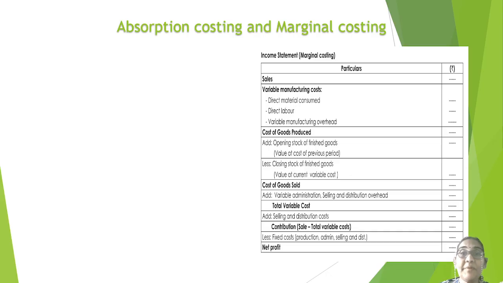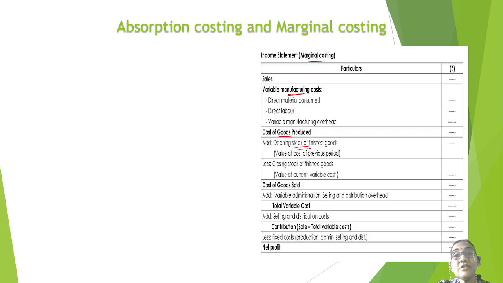In this case, when we prepare the income statement under marginal costing, we basically bifurcate the cost between variable cost and the fixed cost. So the income statement under marginal costing looks something like this. Sales followed by all variable costs. So first you will have all the variable cost in manufacturing, that is direct material consumed, direct labor, variable manufacturing overheads. This will give you the cost of goods produced.